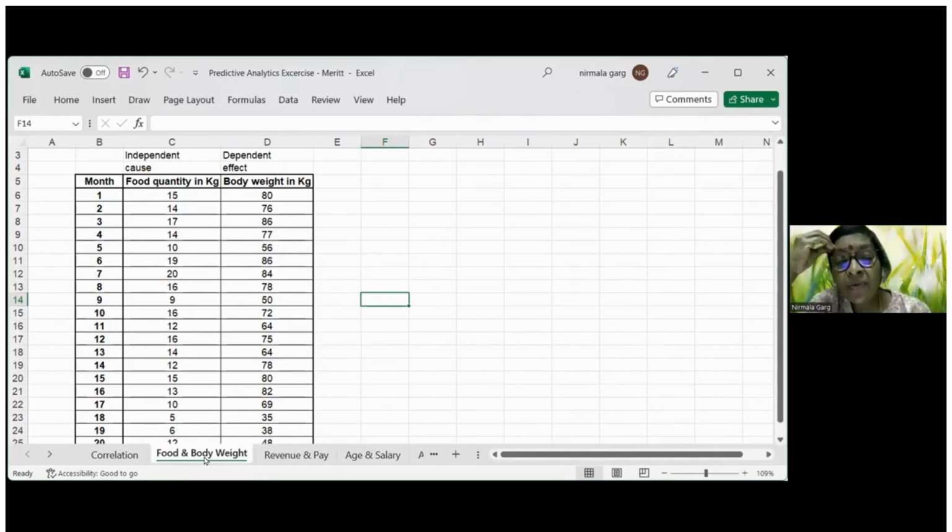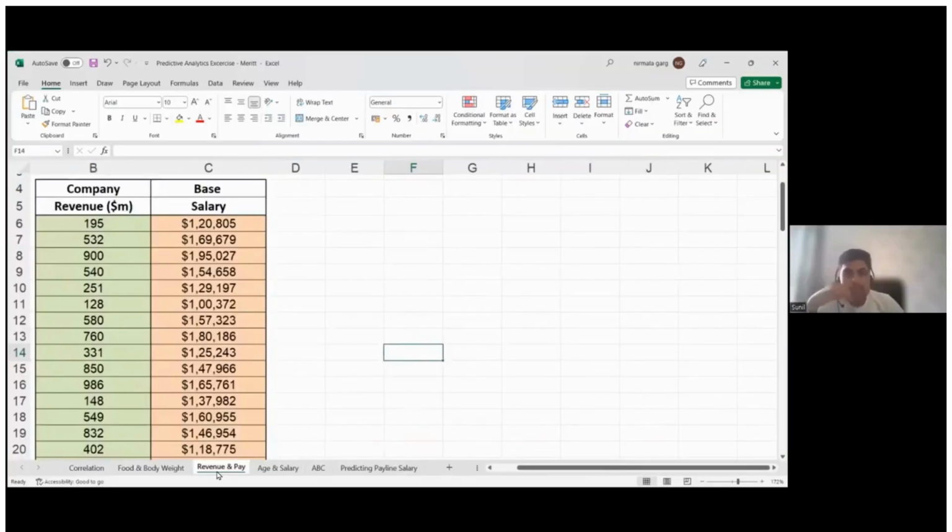So what are we trying to find out? We are trying to find out, is there a correlation between food and body weight? Typically, a person who eats more, will there be a correlation? It could be predictive analysis we have to do here. Absolutely. Yes. Good.